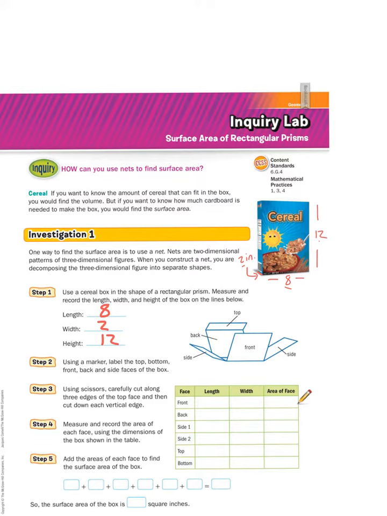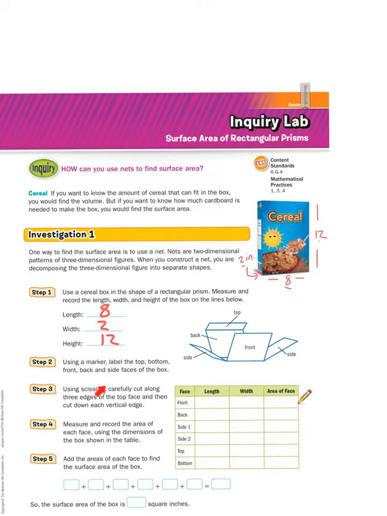Now, what we're going to have to do here is find what is called the surface area. Now, this is not volume. Remember, volume is the inside of the cereal box. Area is the square units, in this case inches, that cover the outside of the box. So we have to figure out the surface area of this entire box. In other words, the area of the front and the back, the left and the right, and the top and the bottom, all added together to get the total surface area.